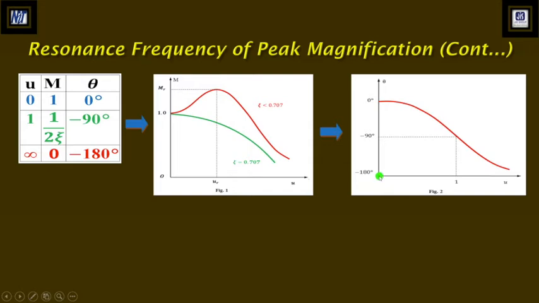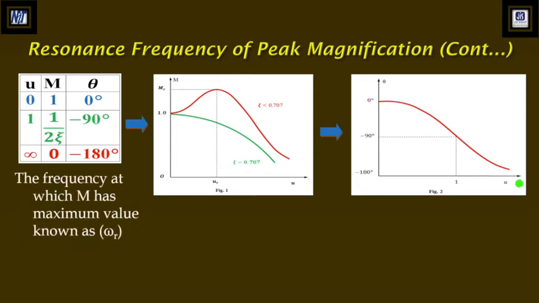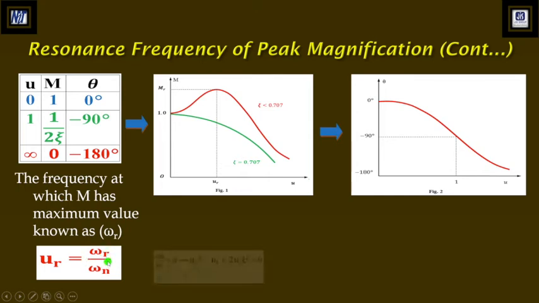When u equals 0, the phase angle is 0 degree. When u equals 1, the phase angle is minus 90 degree. When u is infinity, the angle touches minus 180 degree. This is the phase angle plot, angle versus u. The frequency at which M has maximum value is known as omega r. So u is considered omega r by omega n.